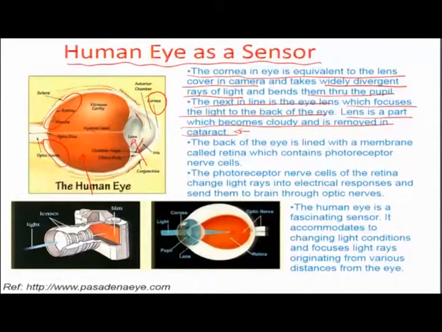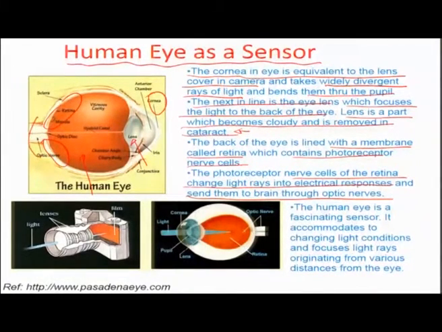The back of the eye is lined with a membrane called the retina, which I just showed. It contains photoreceptor nerve cells. These photoreceptor nerve cells on the retina change light rays into electrical responses, sending them to the brain through the optic nerve.